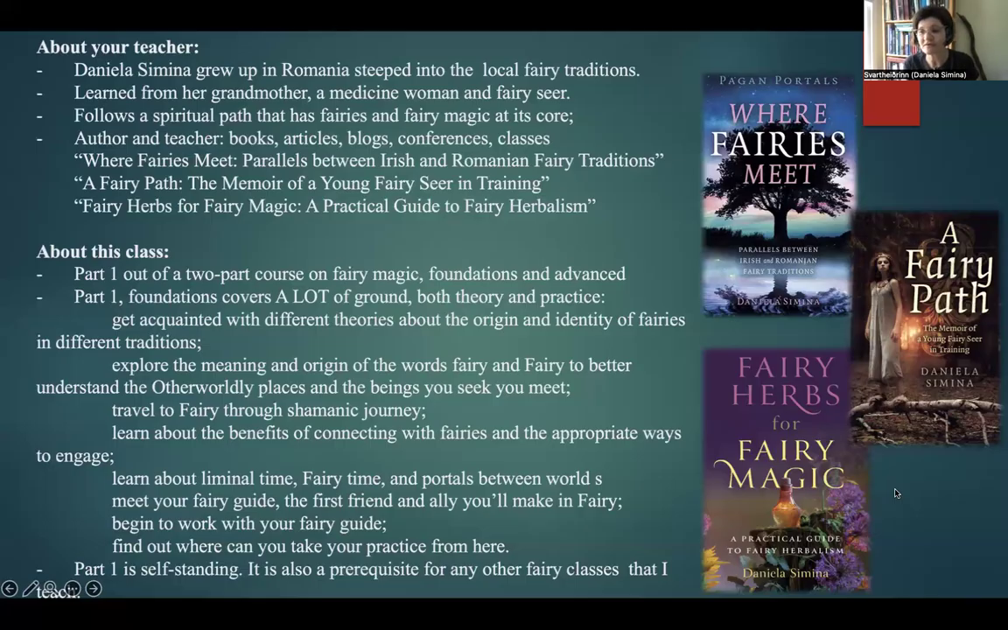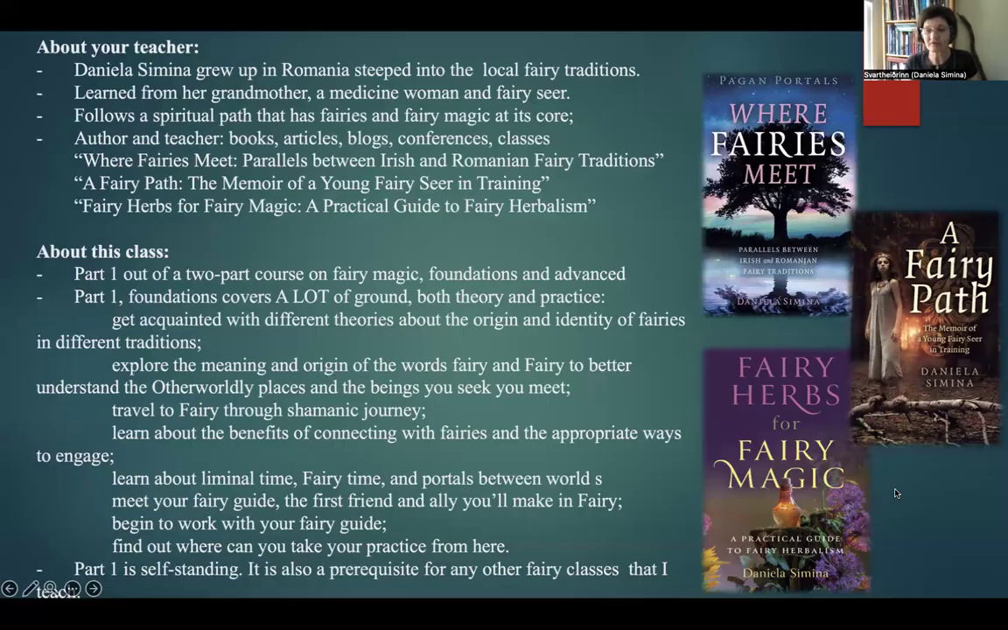The name of the book is A Fairy Path, the memoir of a young fairy seer in training, and it is autobiographical. So yeah, that's about me, and growing up with fairy seership because of my grandmother, mostly.